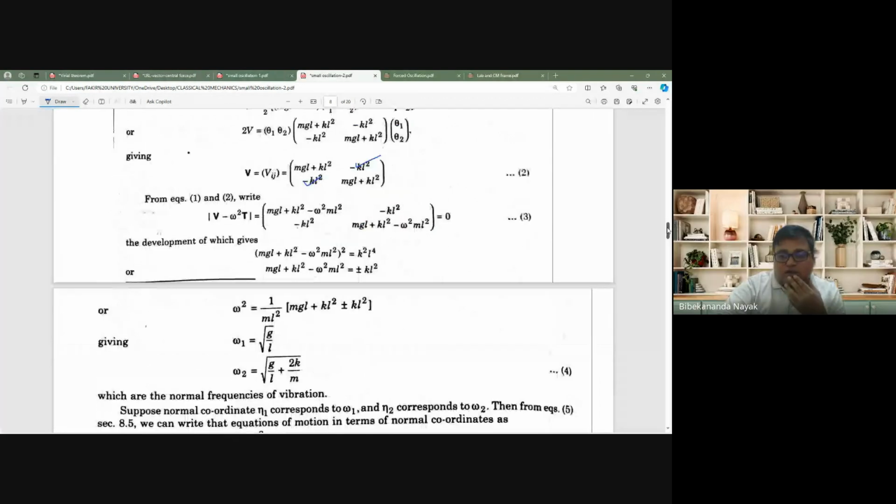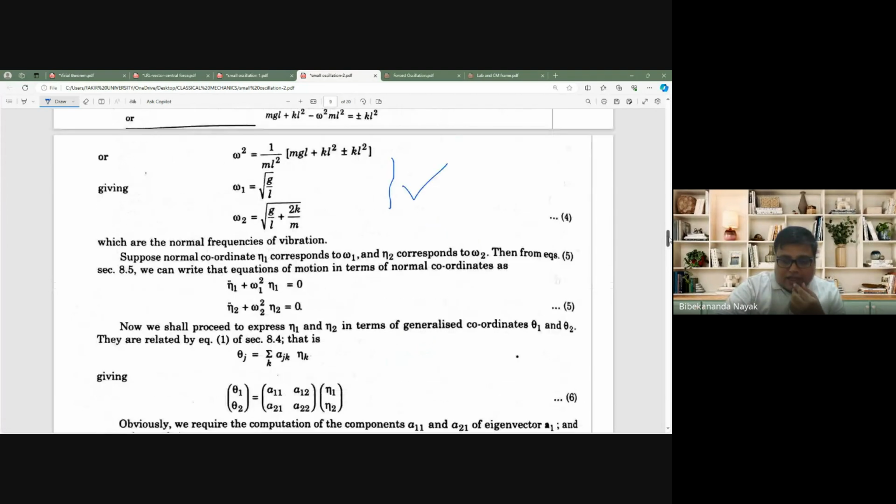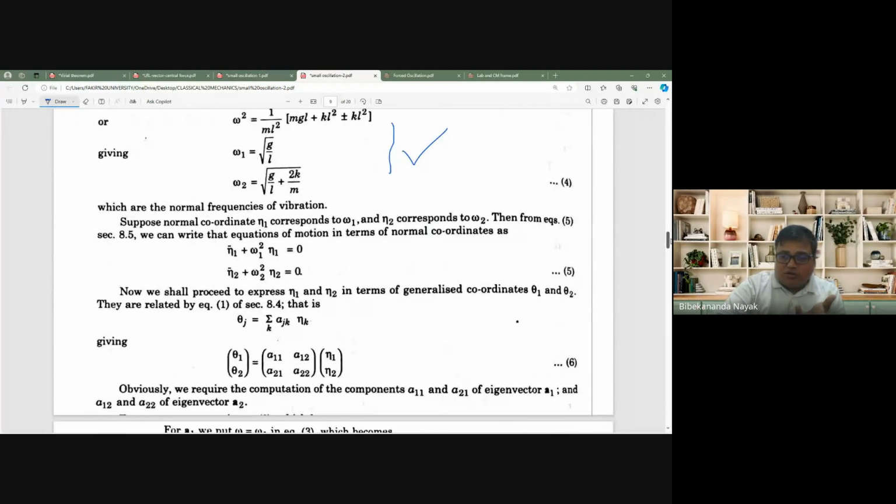This is important. So you got the determinant of V minus omega square T, and its root will give you the angular frequency, the normal frequency of oscillation. Again, how you get the normal modes or normal coordinates: eta 1, eta 2, the coordinates obey this relation, and they are related with theta j as a_jk eta k.